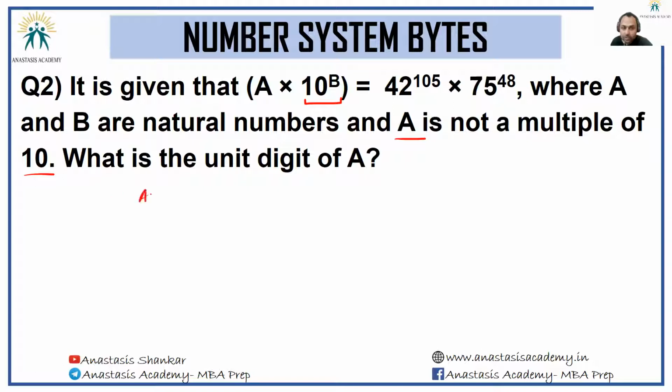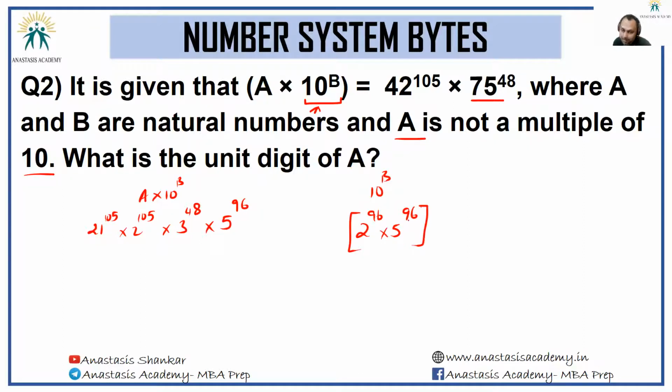Okay, so the number was a into 10 raised to the power b, which was 21 raised to the power 105 into 2 raised to the power 105 into 3 raised to the power 48 into 5 raised to the power 96. This was 25 raised to the power 48, or 5 raised to the power 96, simply doubled. Now, because all 10s go in this expression, 10 raised to the power b would have 2 raised to the power 96 into 5 raised to the power 96. Basically, b will turn out to be 96. This is known. All possible 10s that can be used up are used up.